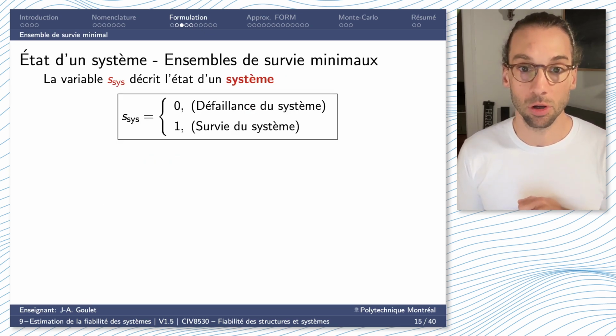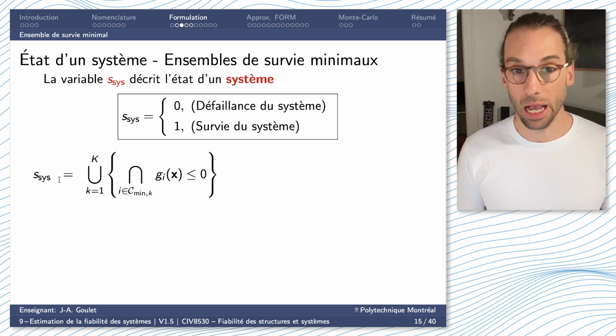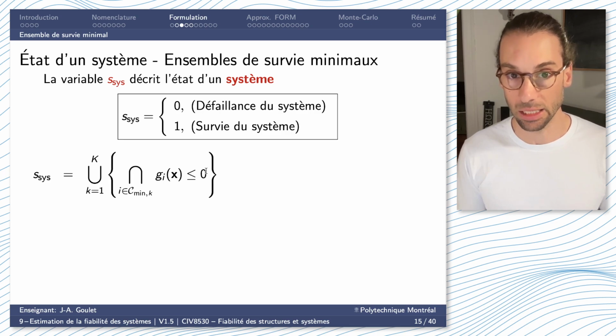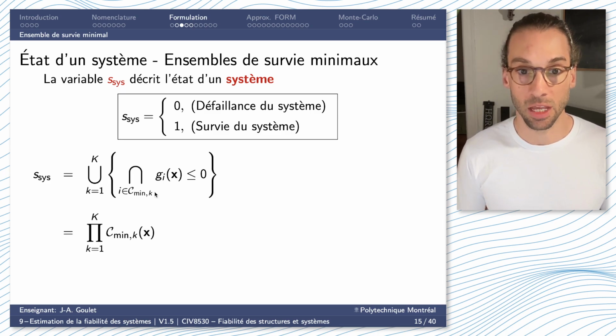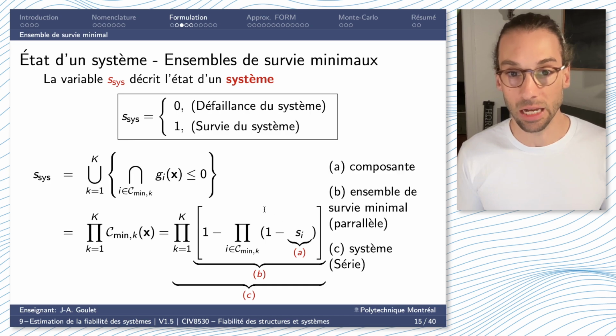So now if we want to describe the state of a system using these cut sets, as we said before, the state of a system is going to be the intersection over the elements belonging to a cut set of their limit state function being less than 0, and the union over all the possible cut sets I have in my system. This is equivalent to taking the product over my cut sets, the product of everything inside my cut set, which is going to be something in parallel, and where A are my components.